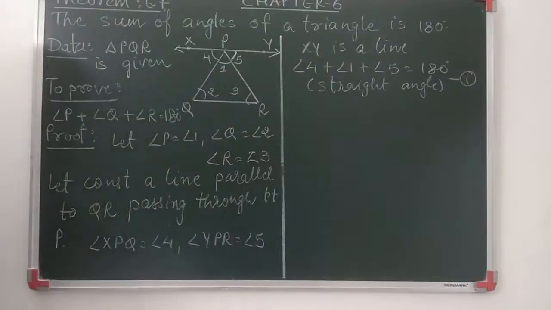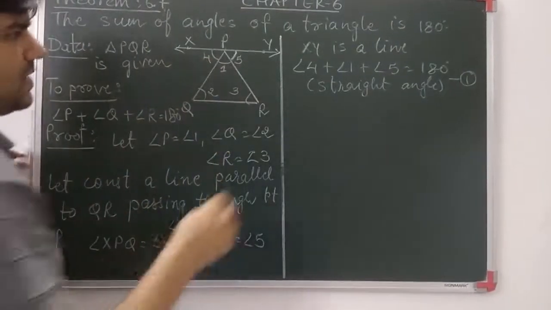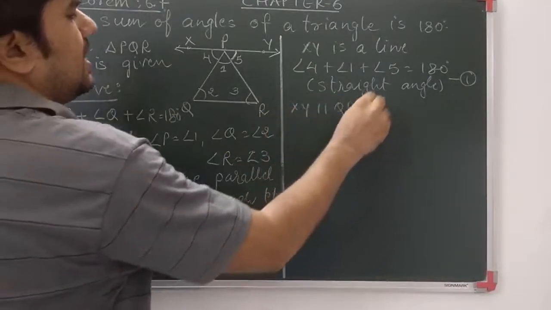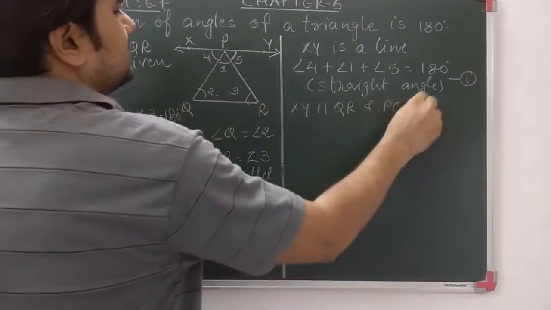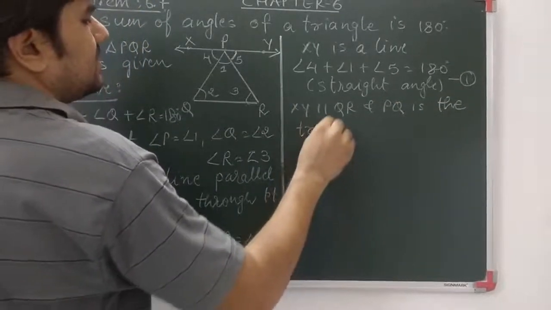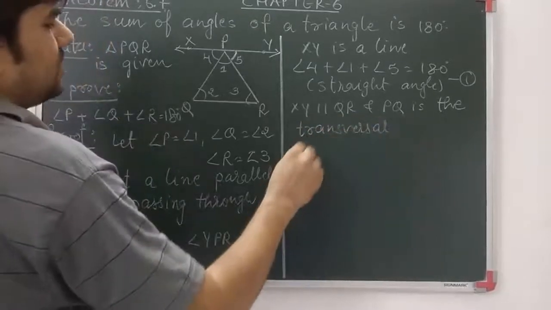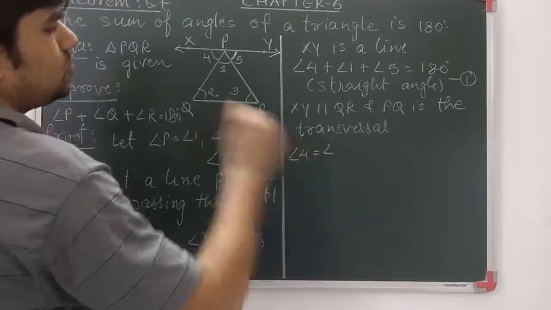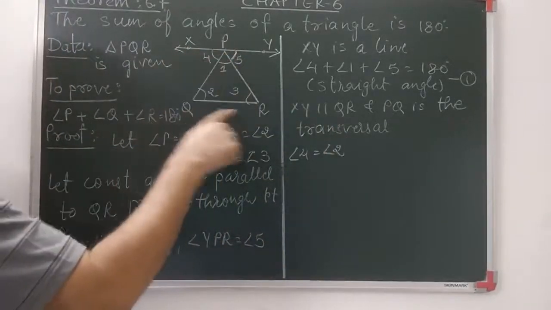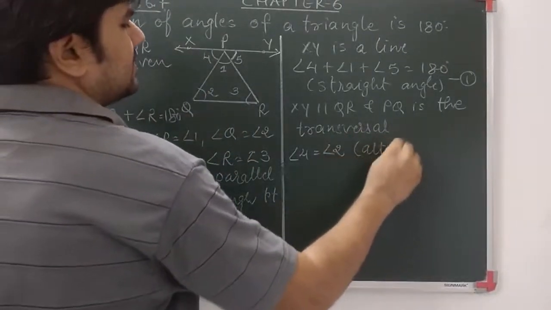Now look at the relation between angle 4 and angle 2. You can see that XY is parallel to QR and PQ is the transversal. As we discussed earlier in this chapter, angle 4 is the same as angle 2. XPQ, that is angle 4, and PQR, that is angle 2, form a pair of alternate angles.